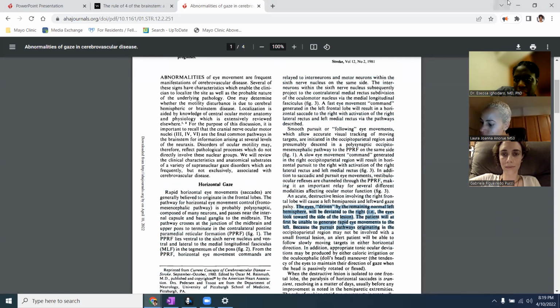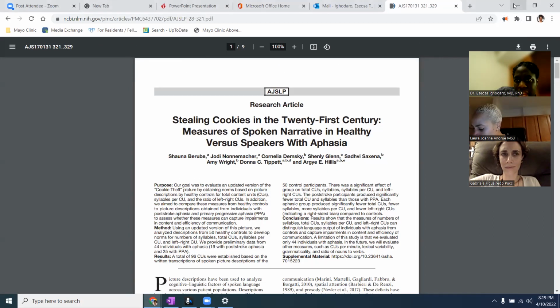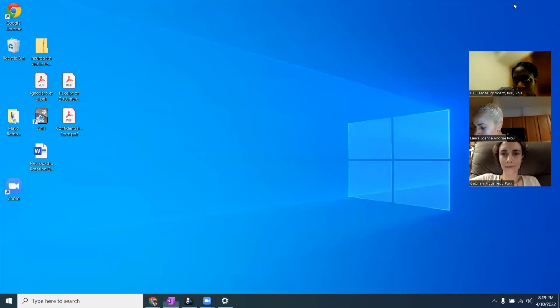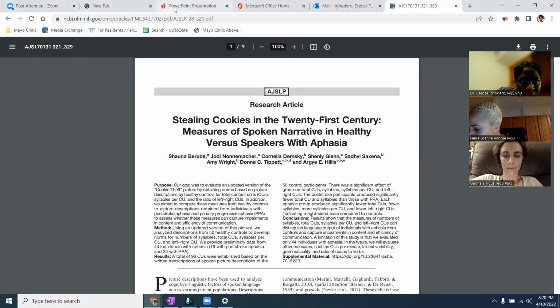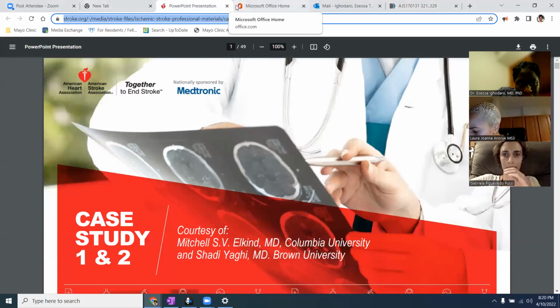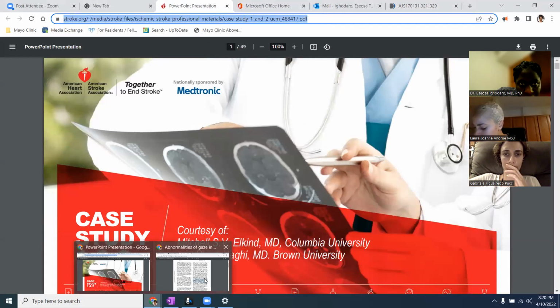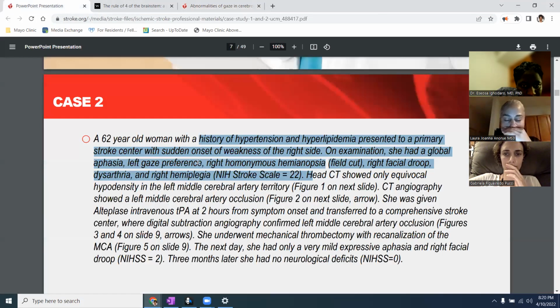But who knows? Maybe she has an old stroke. But at least, like you said, Gabriella, it could localize to the right side of the brain. So we'll just see if they explain why she has right-sided weakness. Okay, and then the right homonymous hemianopsia localizes to the left occipital lobe. So far, this lady sounds like she has occipital lobe involvement.